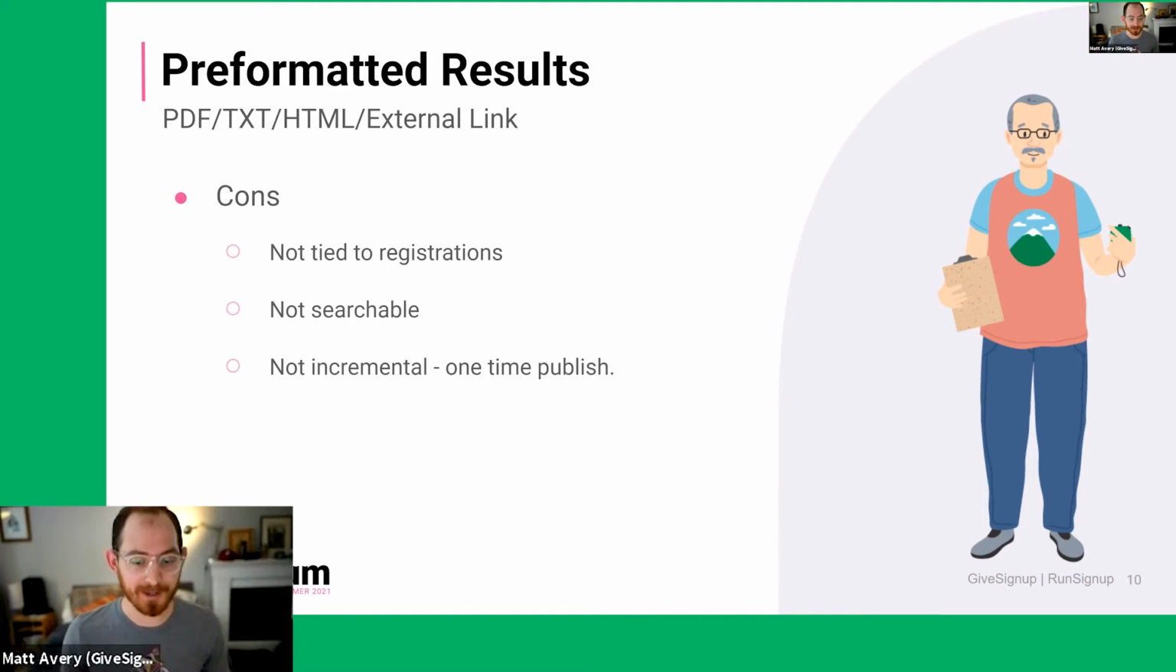Obviously, another con, it's not searchable. So you're not going to be able to type in, find your name, do all that stuff. And finally, it's not incremental. You have to do a one-time publish. Once that's done, it's done. It's pretty difficult to update. So it's really just like a one-time thing. But again, sometimes all you need is just a one-time deal for these kinds of alternate results.